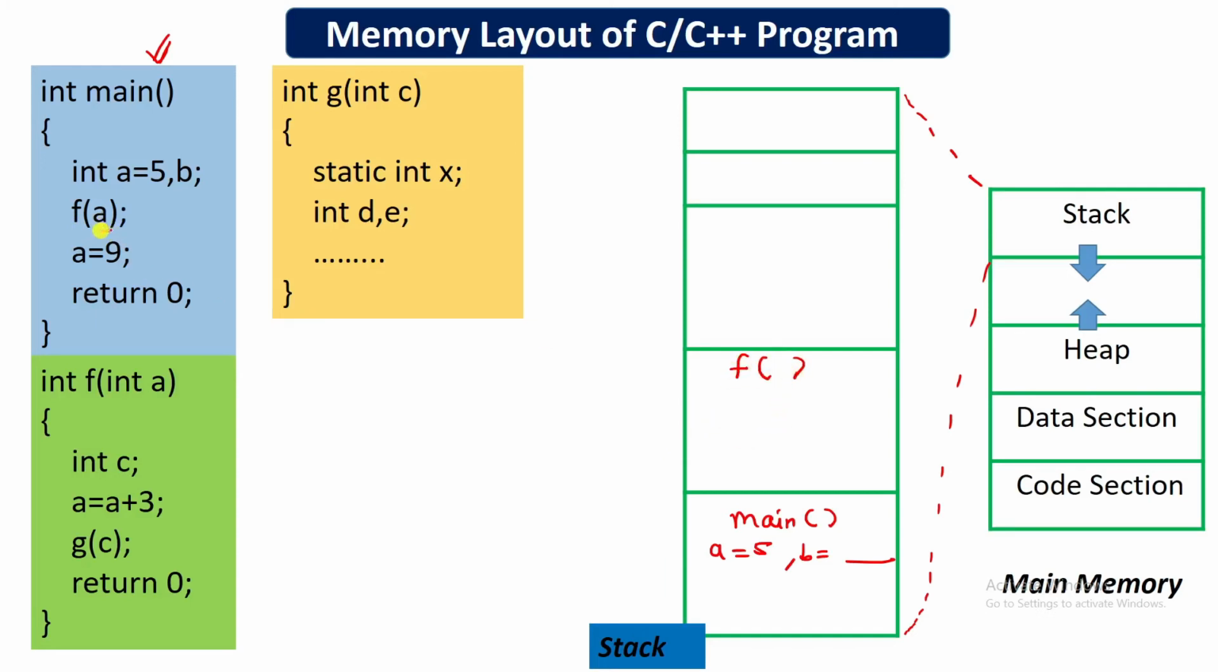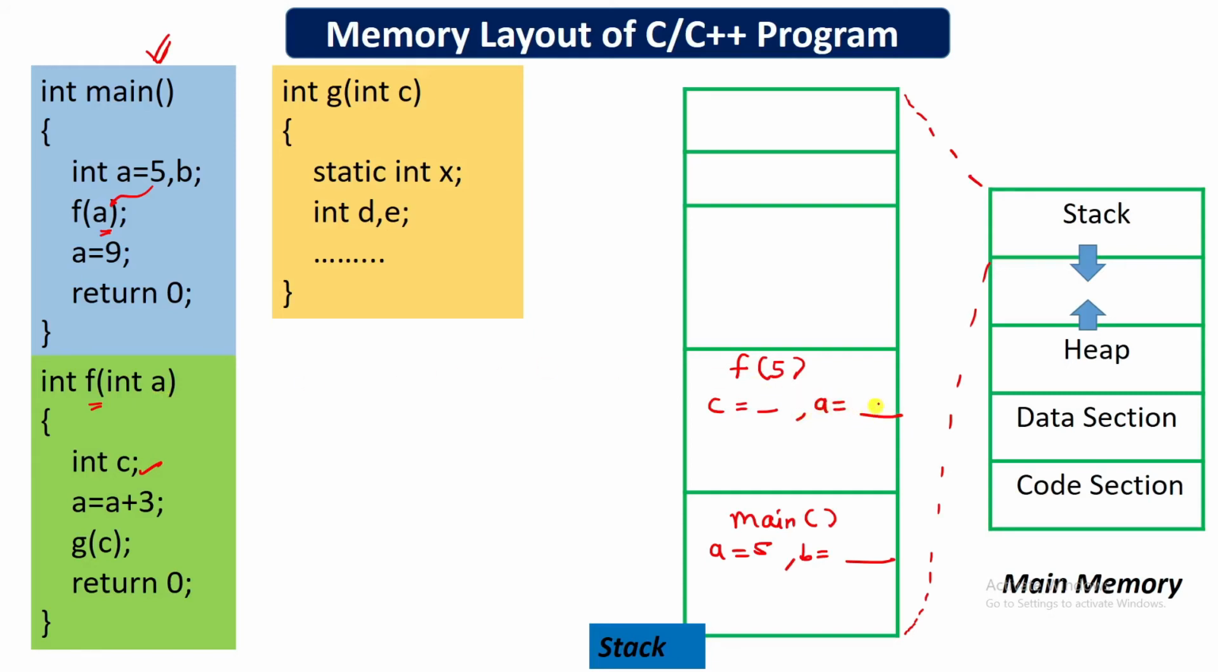And the f function is given the value 5, okay? So f of 5 will be called. So this is the next information for the f function call, right? And when we come to the f function, there is a local variable c, which has a garbage value. In this, a is also a local variable now.